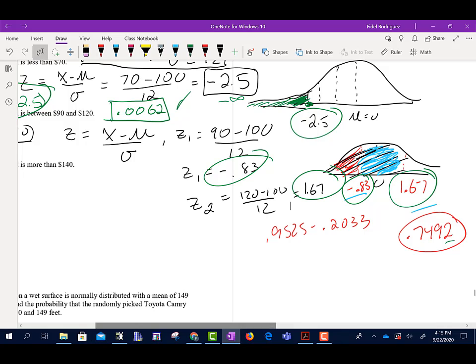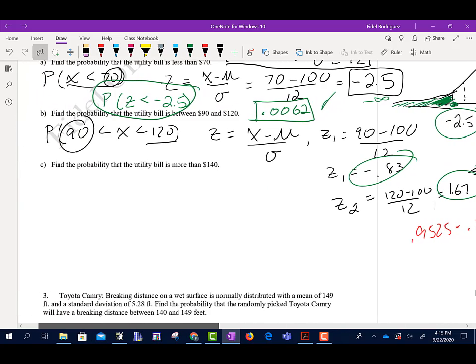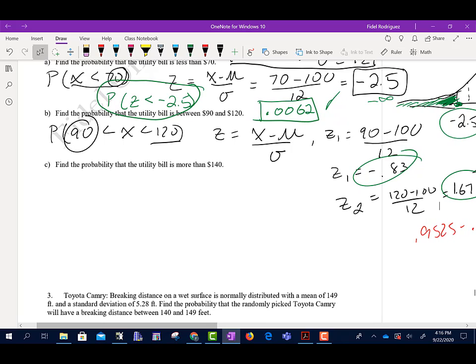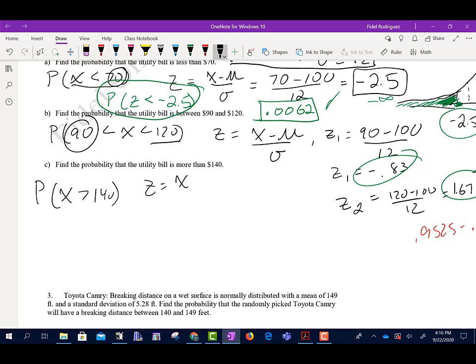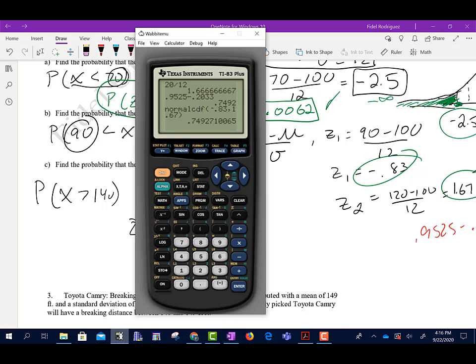All righty. Let me move over because I'm still on problem number 2. It's a long problem, isn't it? Let's do the last part. Part C says, what's the probability that my utility bill is going to be more than $140? Remember what I'm going to do: convert my X value to a Z-score. I'm going to take 140 minus 100 divided by 12. 140 minus 100 is 40. Let's divide that by 12, and I'm coming up with 3.33.